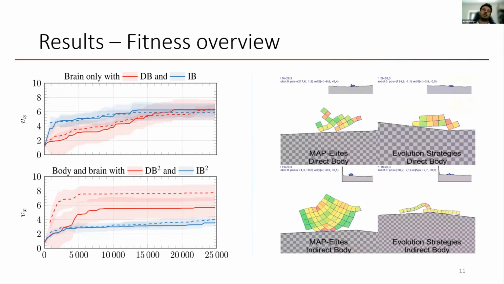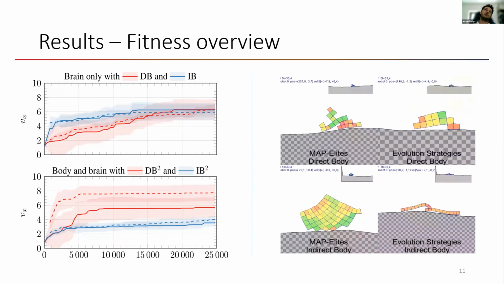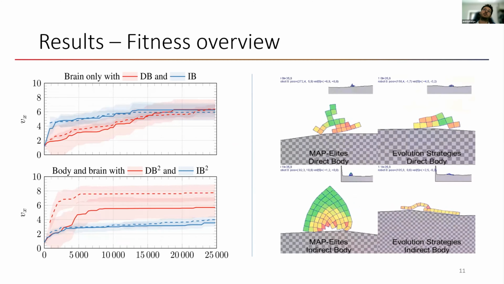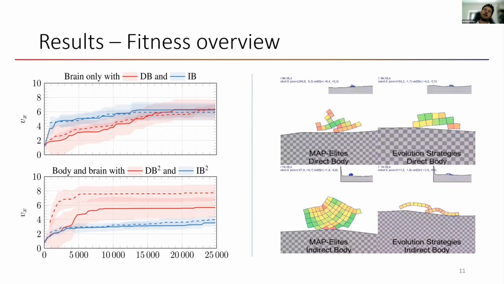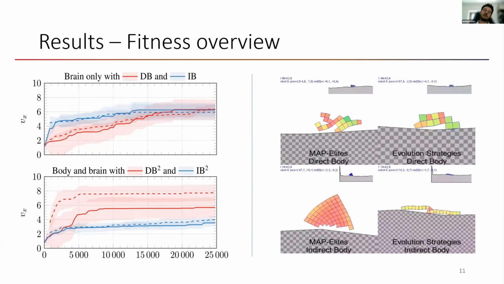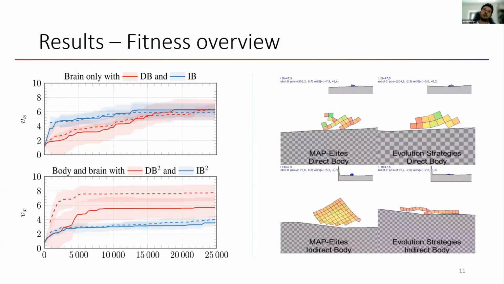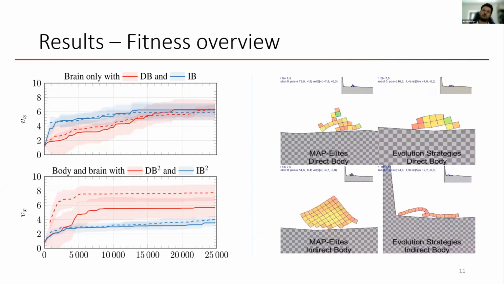For the brain-only case, we see that all the methods reach similar performance, but the indirect representation converges faster. While in the brain and body case, the direct method produces faster robots with respect to the indirect one. And as we can see in the video on the right, this is because the direct bodies are smaller and more irregular, which is more favorable to locomotion.